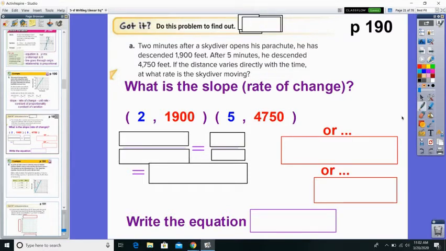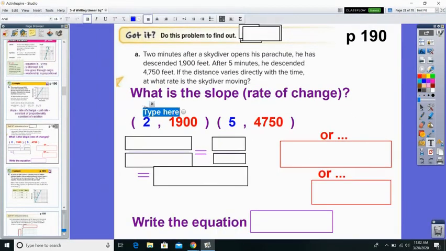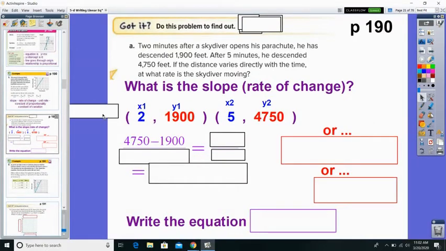We're not going to put this into a table and make our lives more difficult. We're going to go ahead and use our slope formula. So here you have x1 and y1, and over here, we have x2 and y2. You know your formula is y2 minus y1. So I have 4,750 minus 1,900 over x2 minus x1, which would be 5 minus 2.